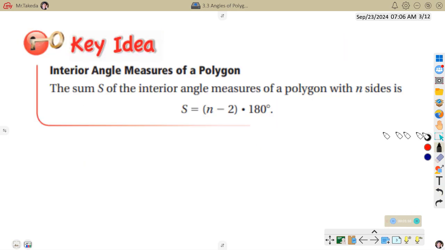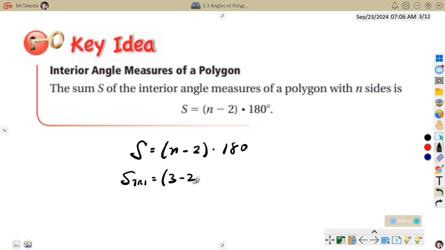This is the big idea for the lesson: the sum of the interior angles of a polygon with n sides is n minus 2 times 180. So let's pretend this is a triangle. The sum of the interior angle measures of a triangle we know is going to be 180, right? So n would be 3. 3 minus 2, we're going to follow order of operations. 3 minus 2 is 1. And so 180 is 180.